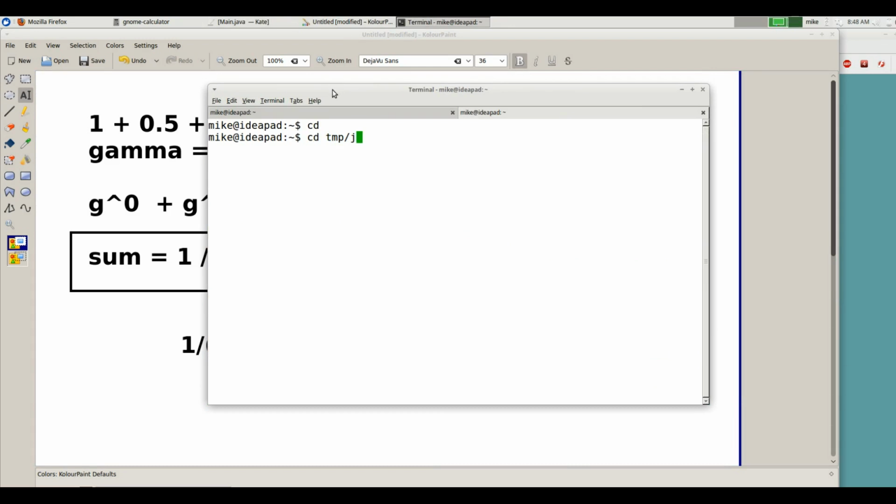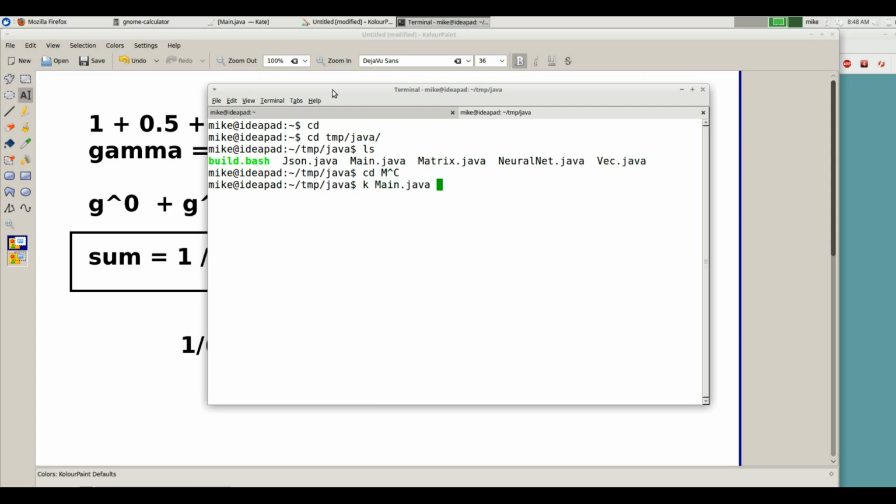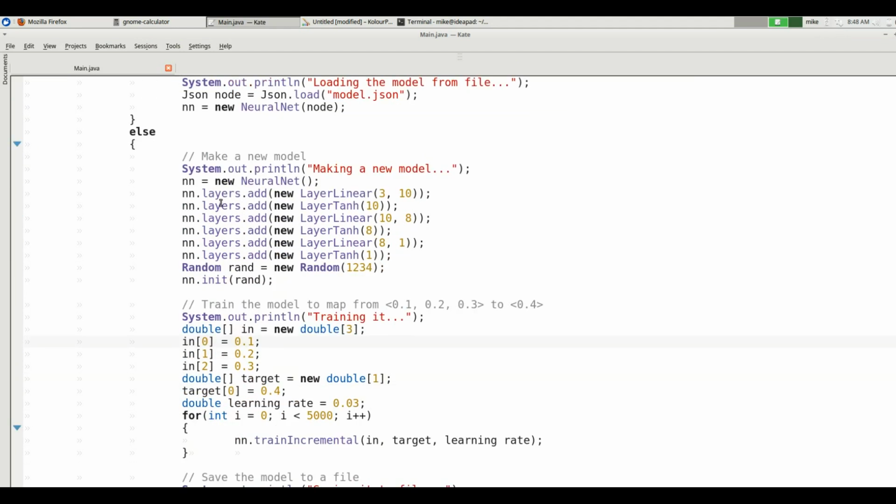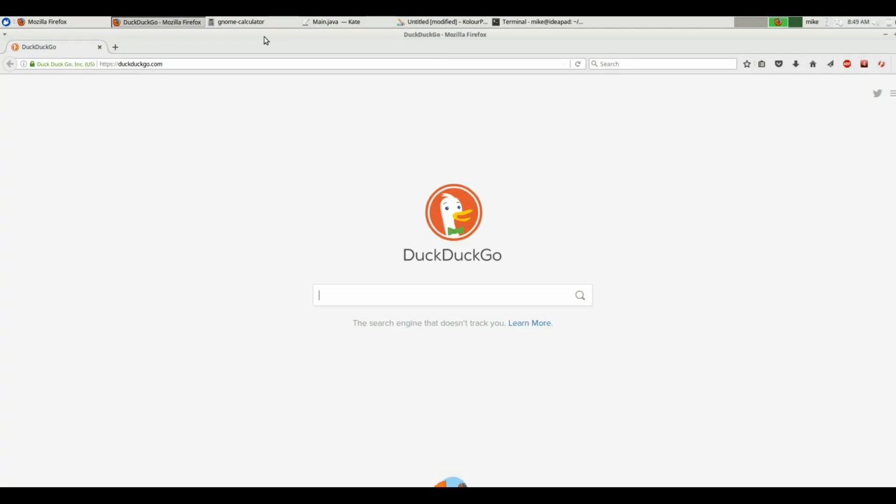I'll do the Java one today because I did the C++ one last time. If we look at main.java, here we're making a neural network. And you see our neural network has a linear layer followed by a tanh layer, followed by a linear layer, followed by a tanh layer, linear layer, followed by a tanh layer. The whole reason your neural network can only handle values between -1 and 1 is this tanh layer.